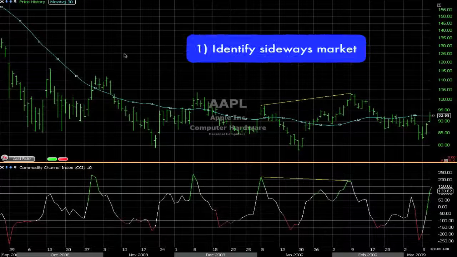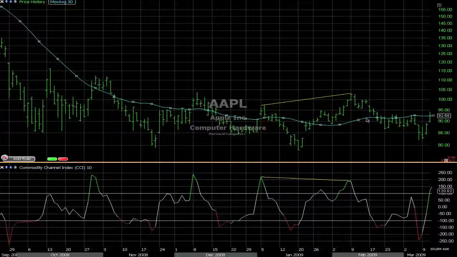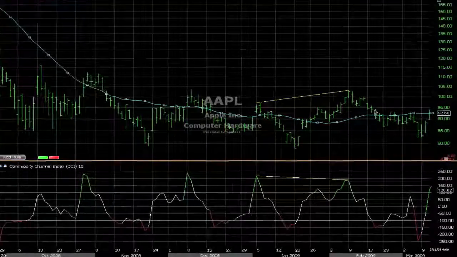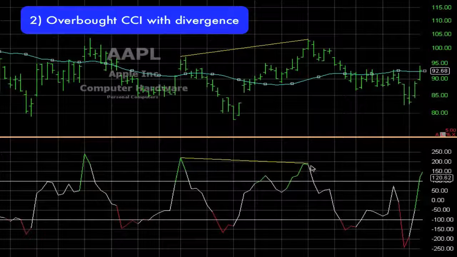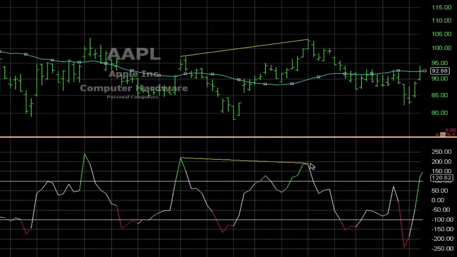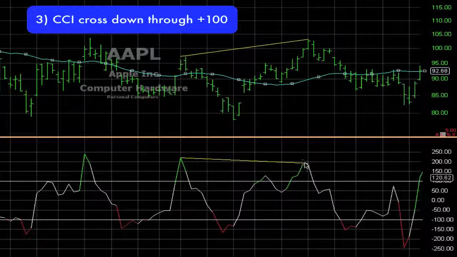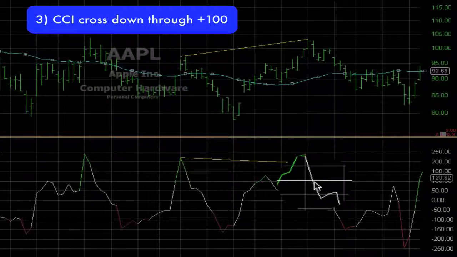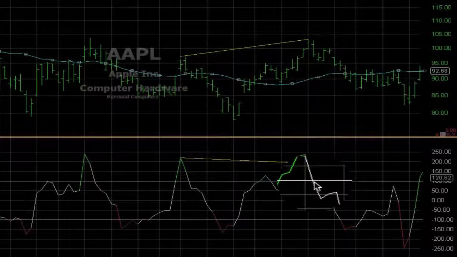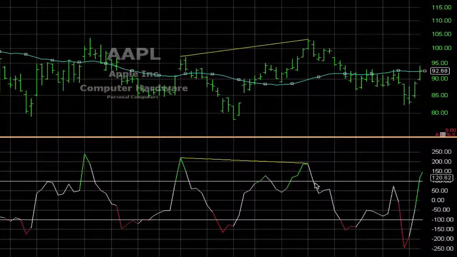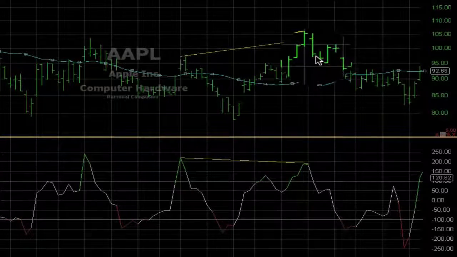I first identify sideways price action. I do that by looking at my MA and seeing that it's relatively flat, also price oscillating around the MA. Second, I look for overbought CCI with divergence. That means price makes a higher high compared to this high, but the CCI makes a lower high compared to this high. And third, I look for the cross down through 100, so we're moving away from non-typical price. It happens here, and it means that this bar which closes here is your entry.